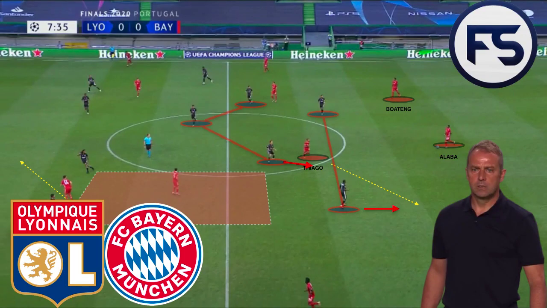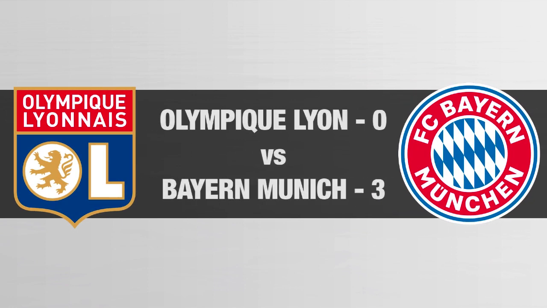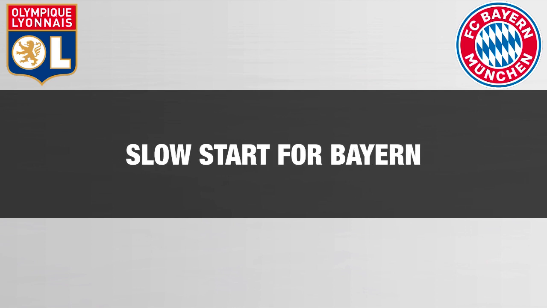Today we're going to be analysing the second Champions League semi-final of 2019-2020. Olympique Lyonnais against FC Bayern Munich. The game started slowly for Bayern Munich, with Olympique Lyonnais making plenty of offensive transitions from that mid-block to really cause problems for that high Bayern Munich defensive line.